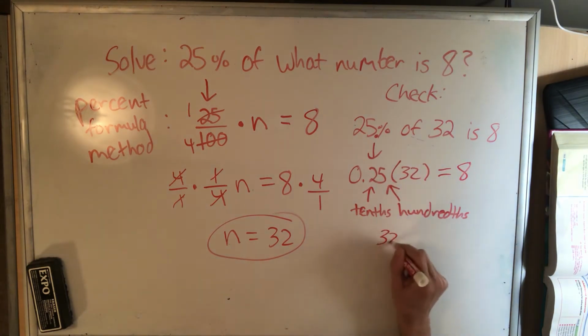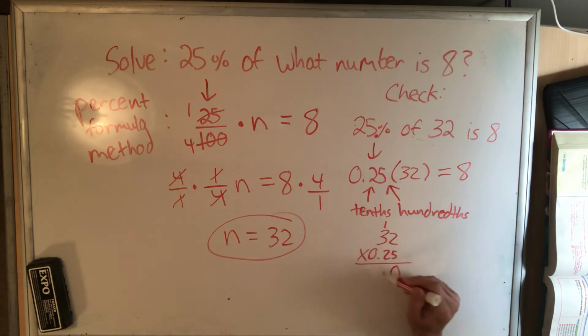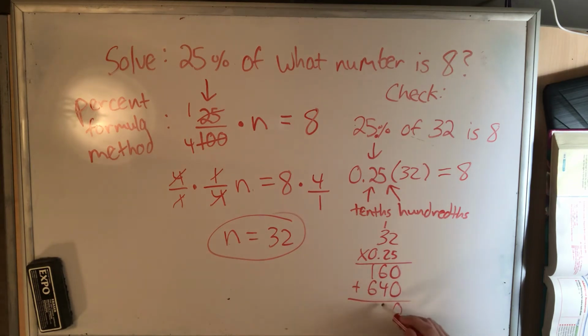32 times 0.25. 5 times 2 is 10, carry the 1, 5 times 3 is 15, plus 1 is 16. Start the second row with a 0. 2 times 2 is 4, 2 times 3 is 6. Add it together: 1 plus 1 plus 6 is 8.